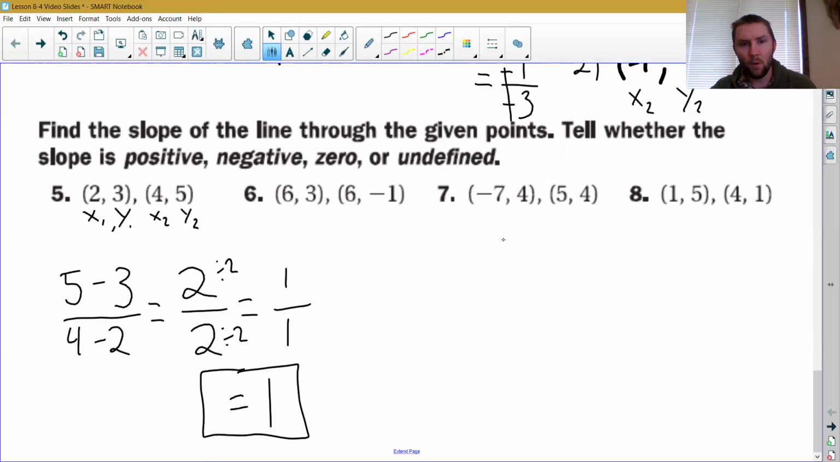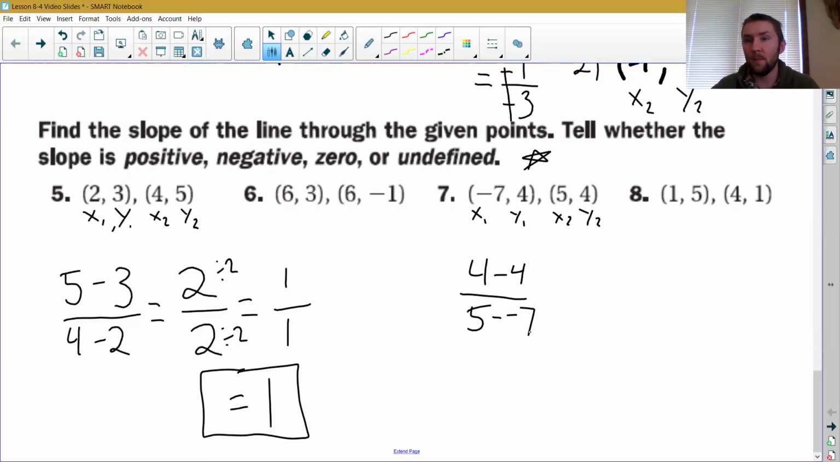Now, if I go, let's say, to this example here, I'll go to number 7. And I'm asked to find the slope between -7, 4 and 5, 4. So again, I'm going to recognize this is x1, this is y1, this is x2, this is y2. I'm going to subtract the y coordinates, 4 minus 4, over, in this case, x2 minus x1.